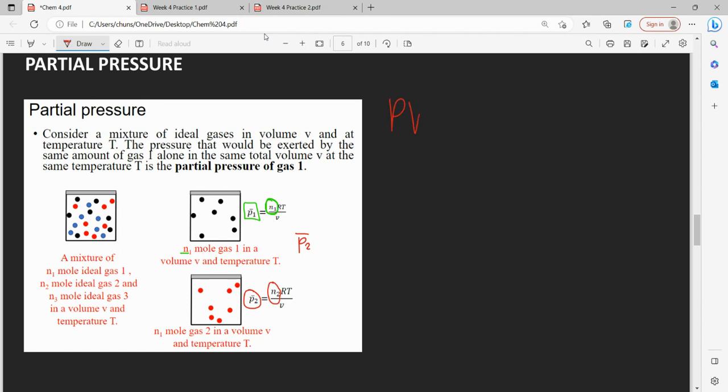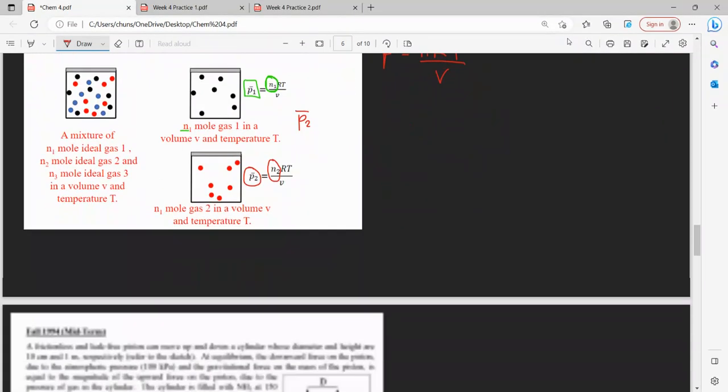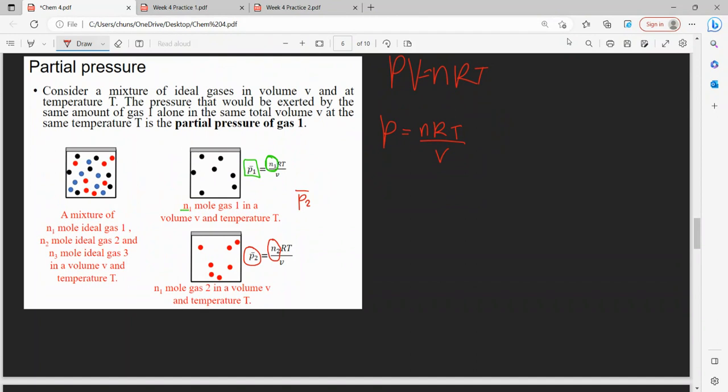So this comes from our PV equals nRT. And if you just isolated for P, this becomes nRT over our volume. So that makes sense, right? That stays consistent with our ideal gas law. Okay, so again, our full pressure is equal to P1 plus P2 plus whatever, as many gases as you'd like.